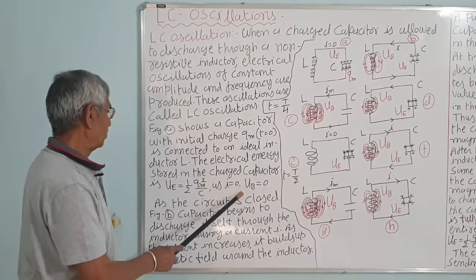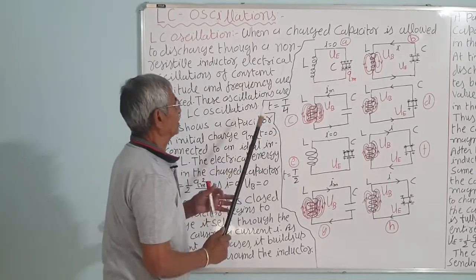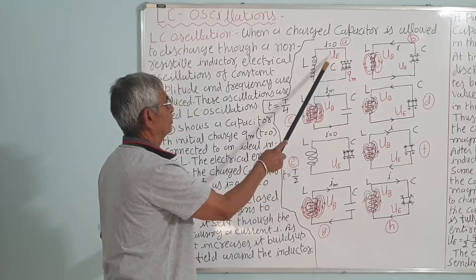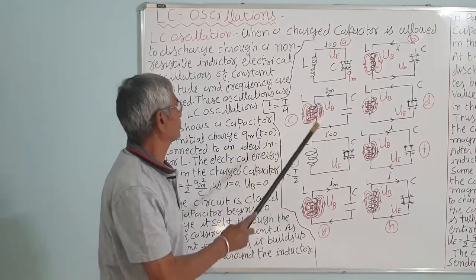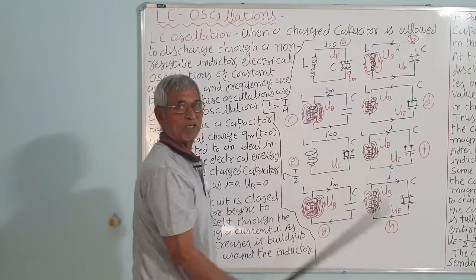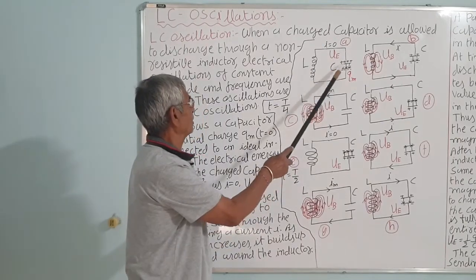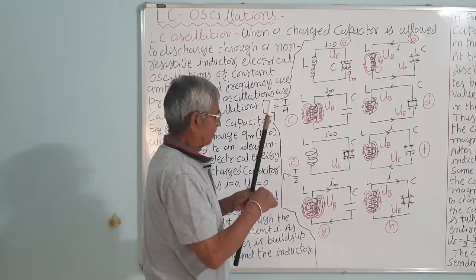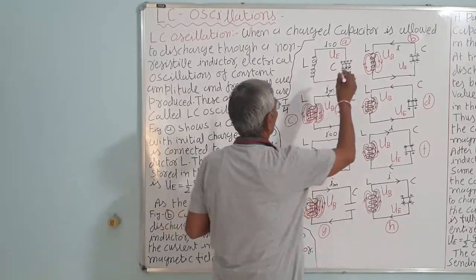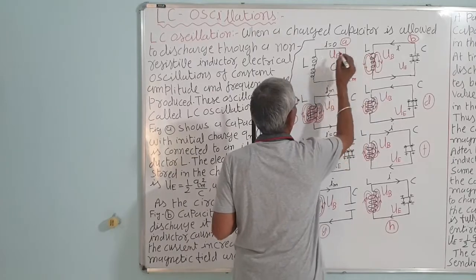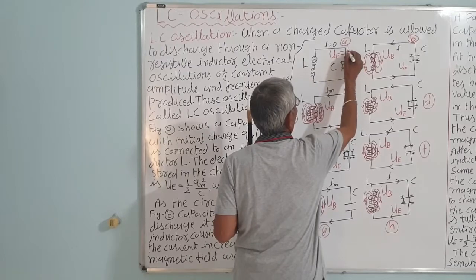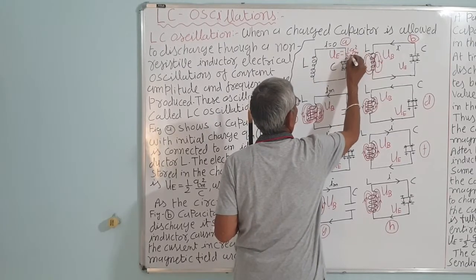Initially the current is 0, so the magnetic energy UB is 0. UE is the electrostatic potential energy, that is the energy of the capacitor. When the current is 0 and time is 0, the capacitor is fully charged, and the energy UE is equal to half Qm square by C.